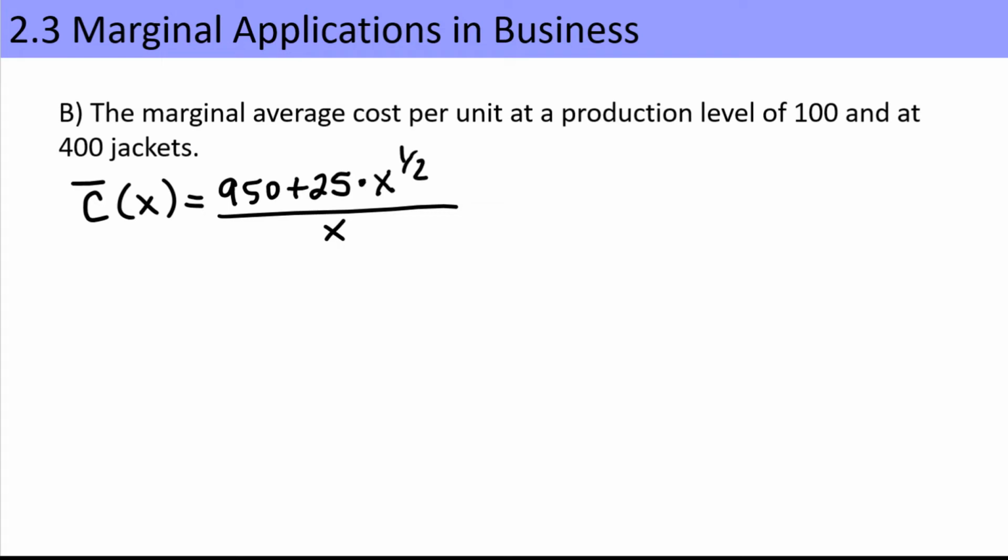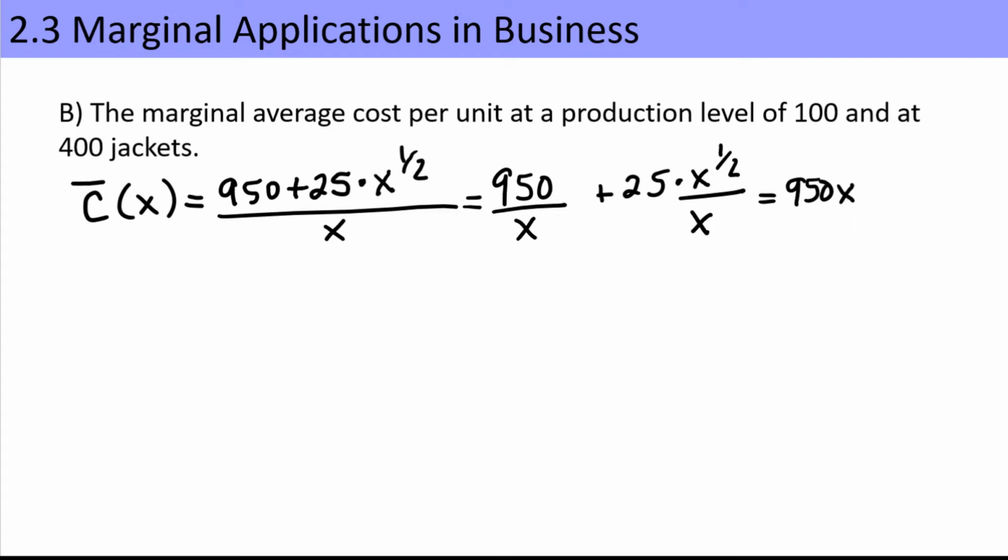divided by x. Then we will use some algebra and simplify this to 950 divided by x plus 25 times x to the 1/2 divided by x. And then we can write this as 950 x to the minus 1 plus 25 times x to the 1/2 in the numerator; minus 1 would be minus 1/2.